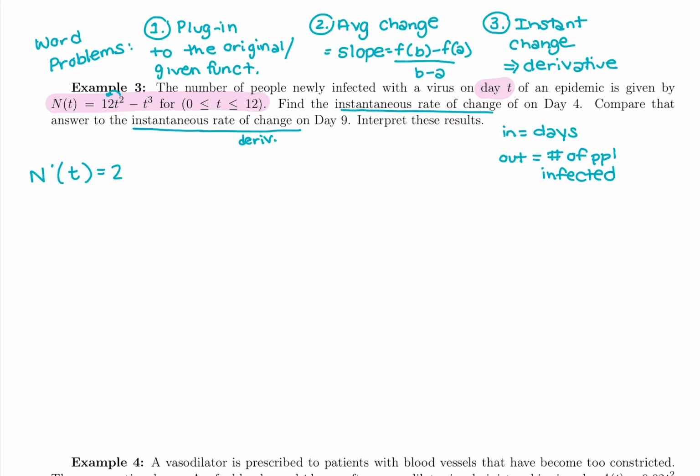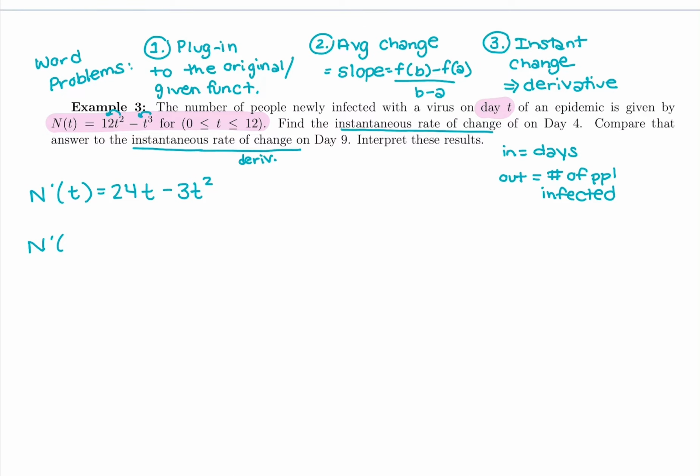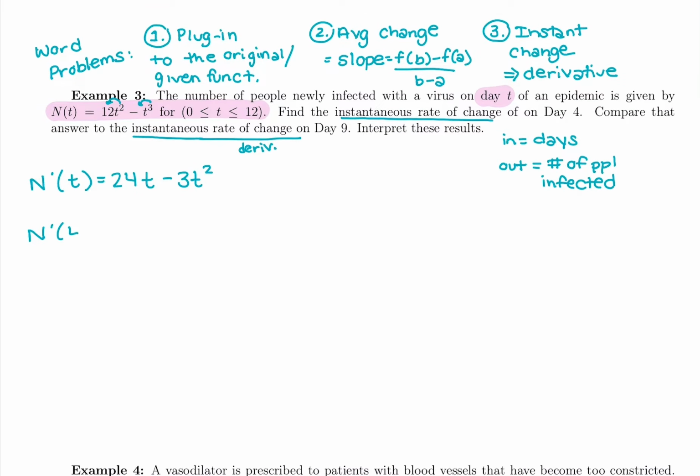So we're going to have 24t minus, bring down that power, we'll have minus 3t squared. And that will tell us how fast the epidemic is spreading for any day. And this asks about day 4 and day 9. So we are going to plug in n prime of 4 and n prime of 9.